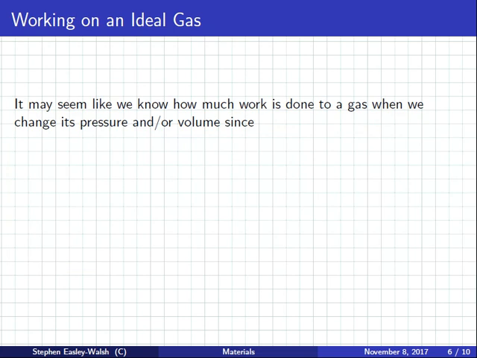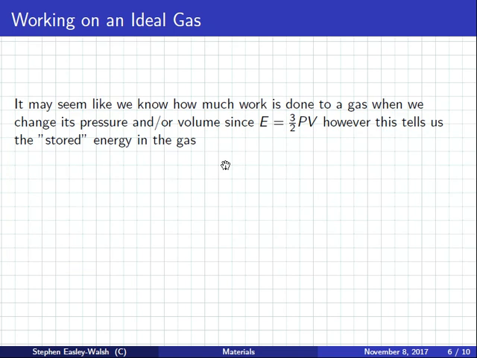It may seem like we know how much work is done to a gas when we change its pressure and volume, since we have this here. However, we just need to be careful. This formula tells us how much energy is stored in the gas. It doesn't tell us how much work is done if we change the pressure or the volume. So, for example, if I have a gas, it has energy stored in it. If I want to know how much kinetic energy is stored in it, I use this formula. But if I want to know how much work is done to change the pressure or the volume, I need a different formula. Let's have a look at that one.